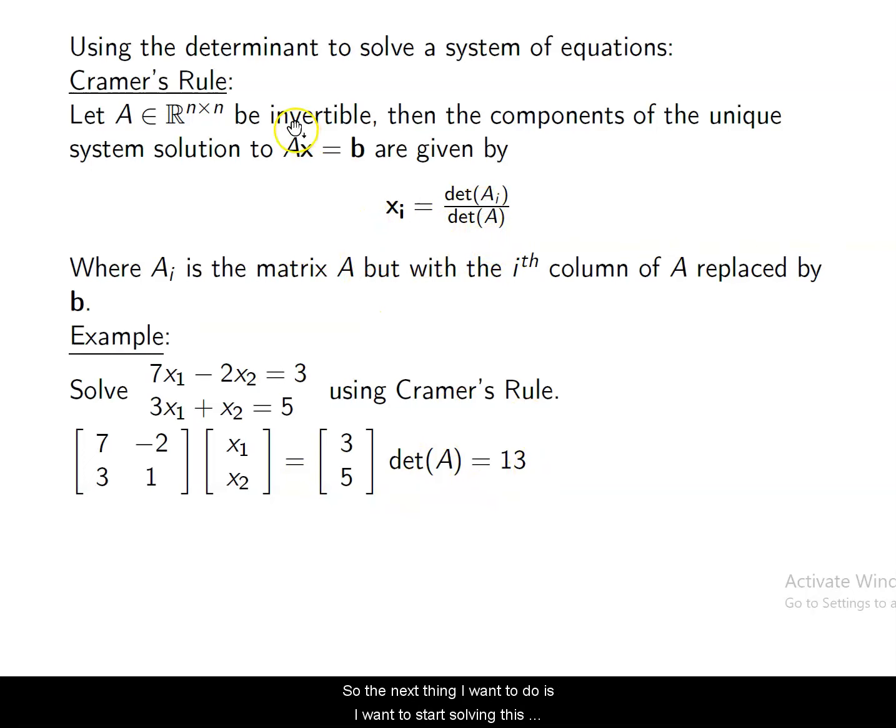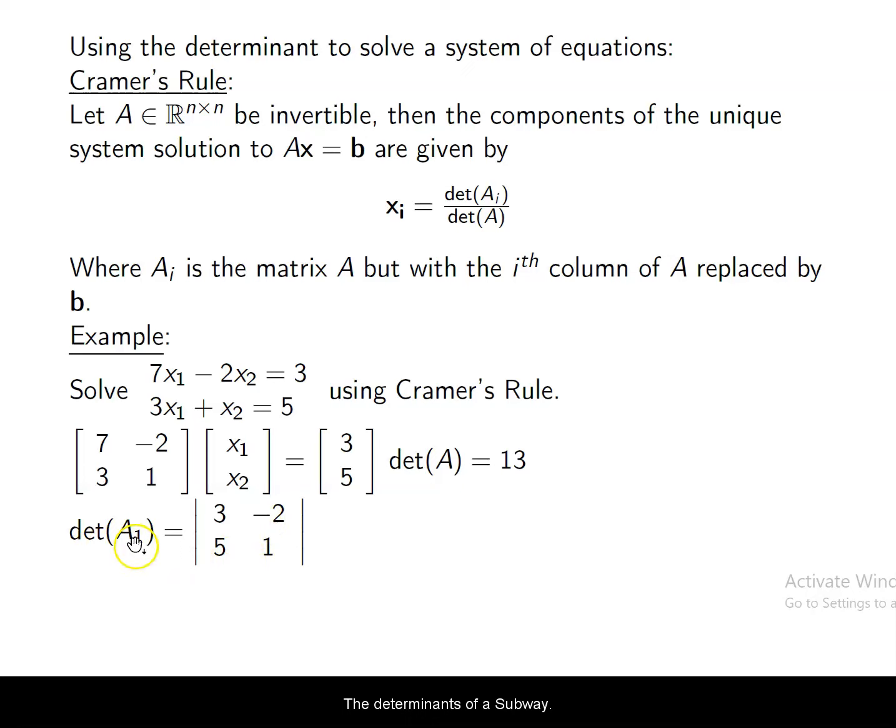So the next thing that I want to do is start solving these A sub i's. So we only have x1 and x2, so I should only come up with 2 solutions here, right? An x1 and an x2. So my first matrix, I'm going to replace 7, 3 with 3, 5 and find the determinant. So that's the determinant of A sub 1. Okay. First column replaced with my B matrix. So that's going to give me 3 plus 10, or 13. So x1 is going to be 13 over 13, right? This is my numerator. This is my denominator. I have 13 over 13, or equivalently 1, right?